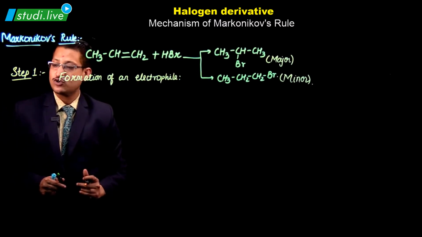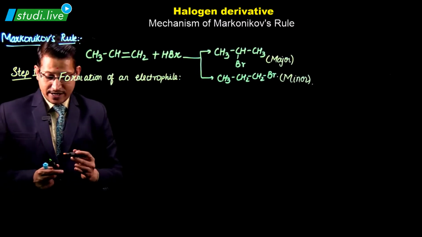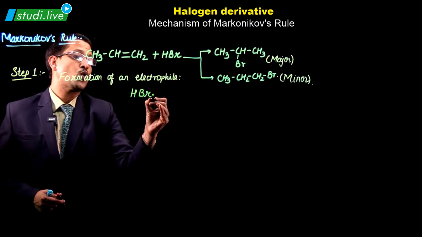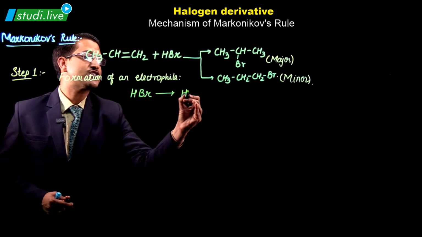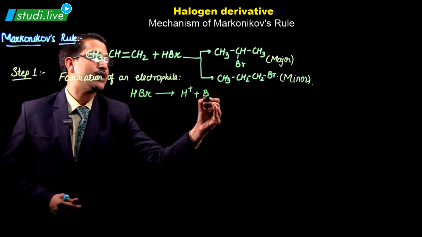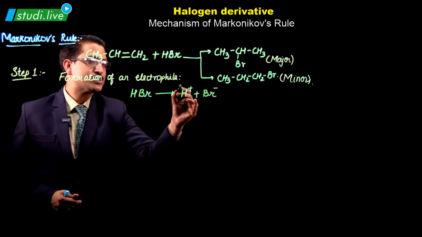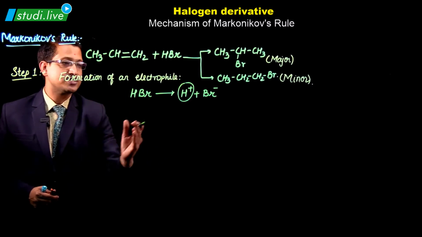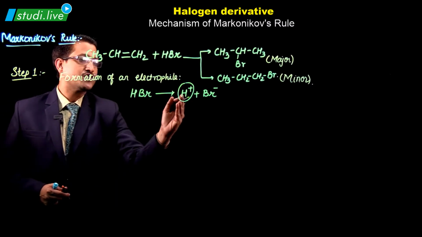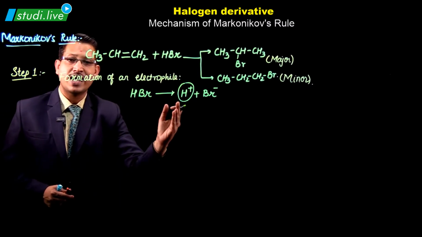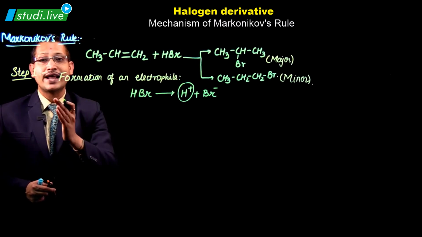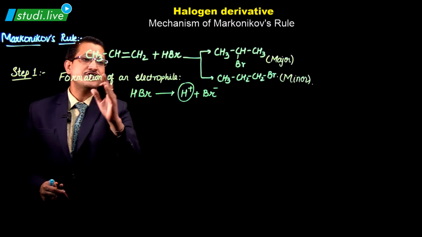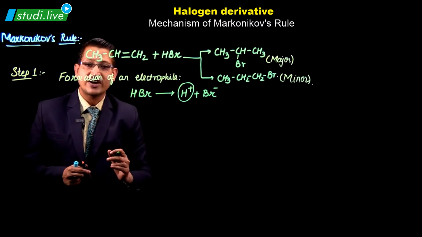Now how will you get an electrophile here? We have HBr in our reaction. HBr gives the formation of H+ and Br-. This H+ is the electrophile we are talking about, an electron loving species. It is itself positively charged, so it has the tendency to move toward and join with the electron dense area. This is the first step, the formation of the electrophile.